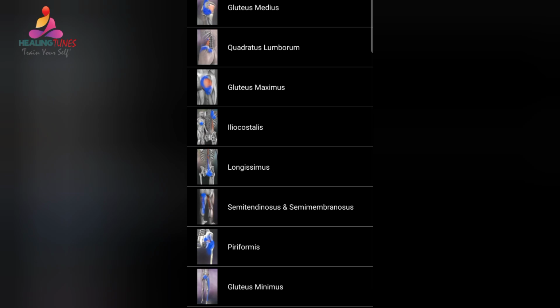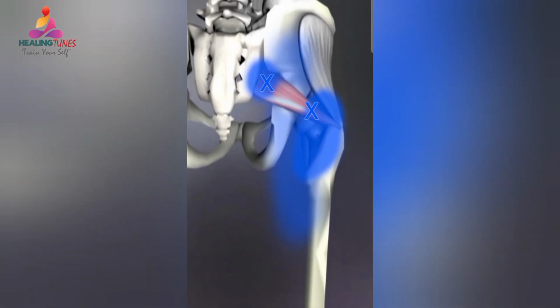Next muscle is the piriformis. Trigger points refer pain into the sacroiliac region, across the posterior hip and down the thigh. Trigger points in the other deep lateral rotators have the exact same referral pattern as the piriformis.